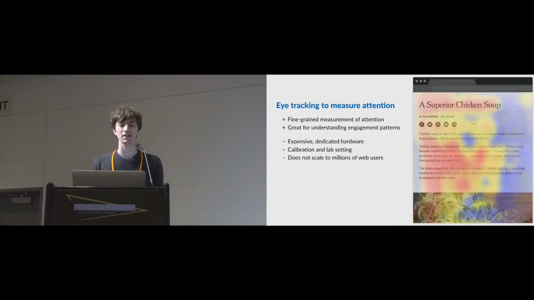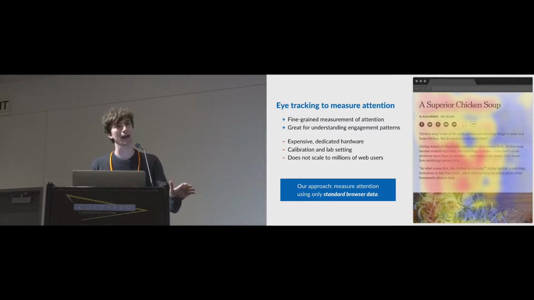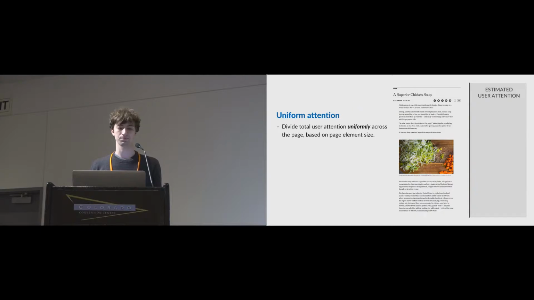But first, let's talk about attention. How do people measure it now? Most of the time, if we want to measure attention on a document, we use eye tracking. And this is exactly the kind of fine-grained attention that I'm interested in measuring. But it doesn't scale. It doesn't scale to people across the web, millions of users, and so it's not useful for these kinds of contexts. So what is our approach to fix this? We need to measure attention, but we need to measure attention using what we have, standard browser data. How do we do this?